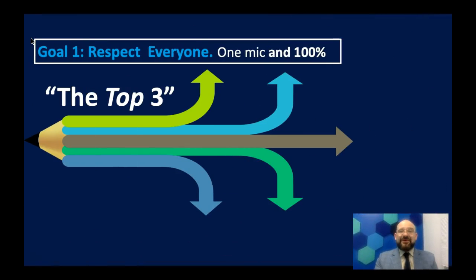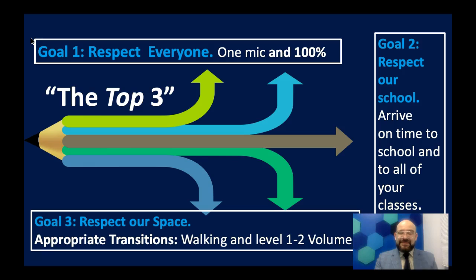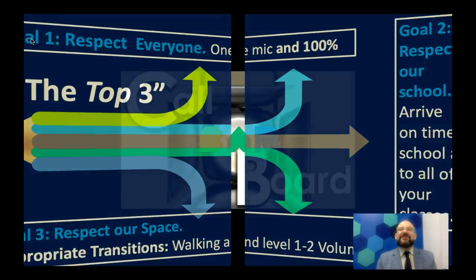All right, scholars, now the top three goals again are respect everyone. That means when there's one person speaking, it's one mic and 100%. The second goal is to respect our school, arrive on time, bring those materials like paper and pencils to all of your classes, be on time, and respect our space. That means appropriate transitions with volume under a one or a two, and you are walking, not running in the hallways. Those are our three goals to end the school year strongly.